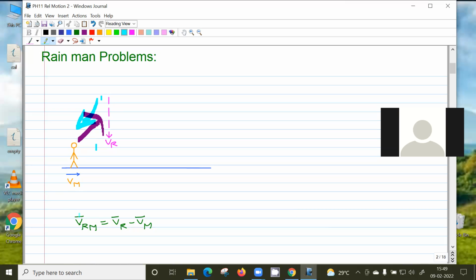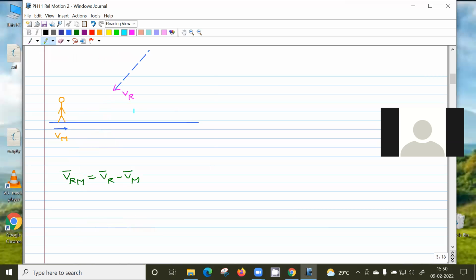Okay, and this is a basic relation of relative motion. Velocity of rain with respect to man is velocity of rain minus velocity of man. So this is the only possibility here. The umbrella can go only in the forward direction. It should be tilted in the forward direction. So here in this case, what will be the direction of the umbrella? Forward or backward or vertical?